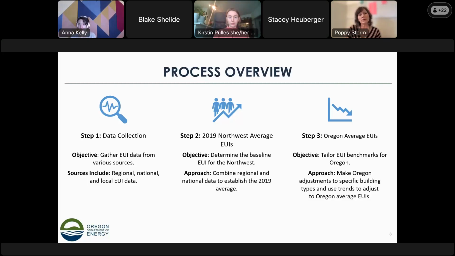So once we establish that 2019 EUI for all of the building types for the whole Northwest, then we're trying to take a closer look and see if there's any way that we can make it more applicable to Oregon. So step 3 is developing Oregon average EUIs. And in this case, we're tailoring to other EUI benchmarks we have for Oregon, for example, from the City of Portland benchmarking. We're also looking at some other Oregon data sets. And so we're looking at making adjustments to specific building types, but we're also looking at making adjustments for the time gap between 2019 and 2027, which is when the first compliance year begins for the largest cohort of buildings.